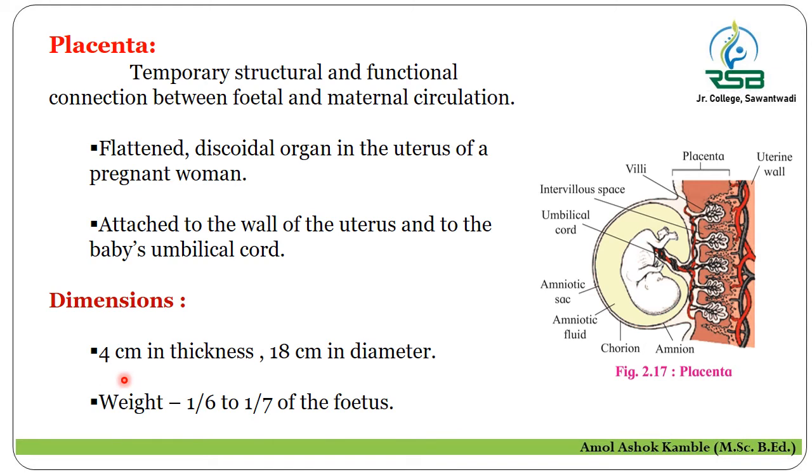The placenta is about 4 centimeters in thickness, 18 centimeters in diameter, and its weight is about 1/6 to 1/7 of the weight of the fetus. The average weight of the placenta in a fully developed fetus is measured at about 500 grams.